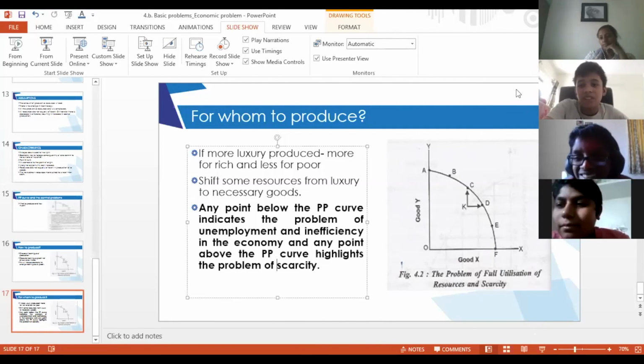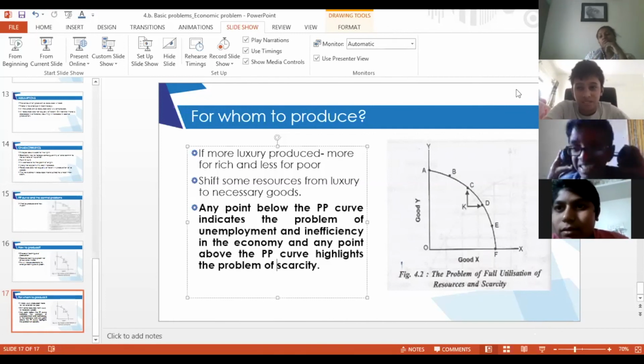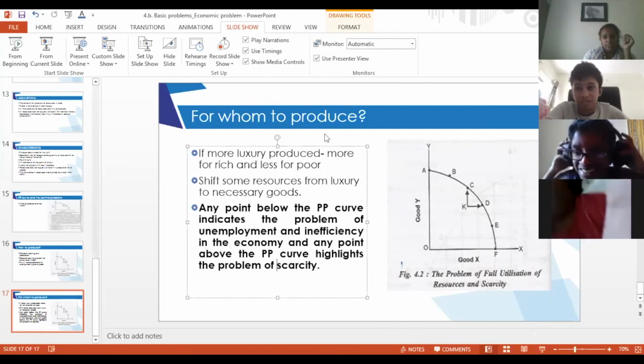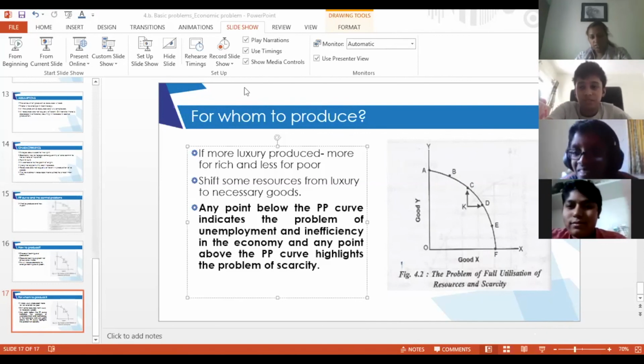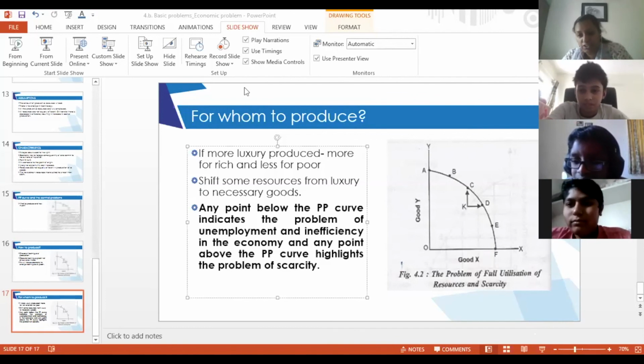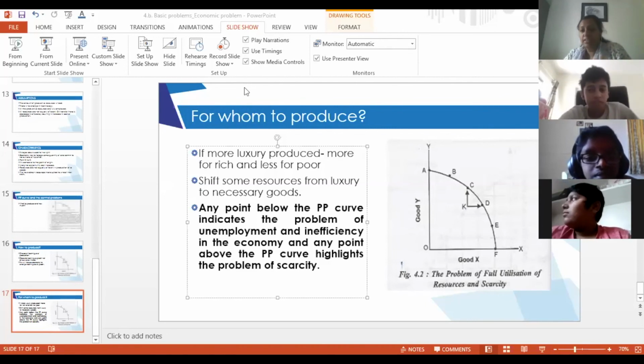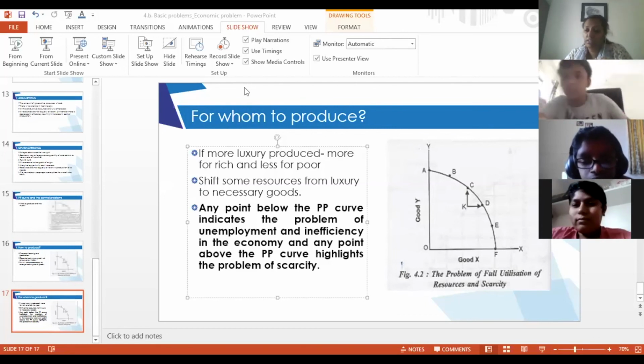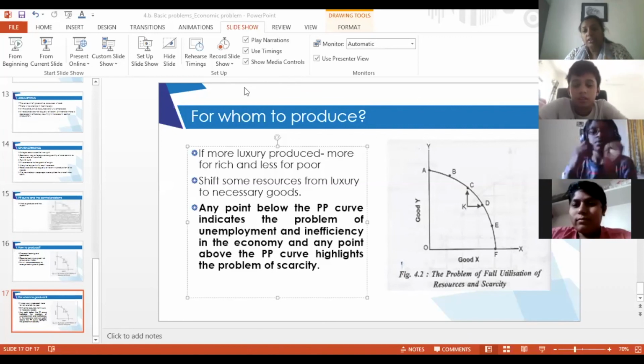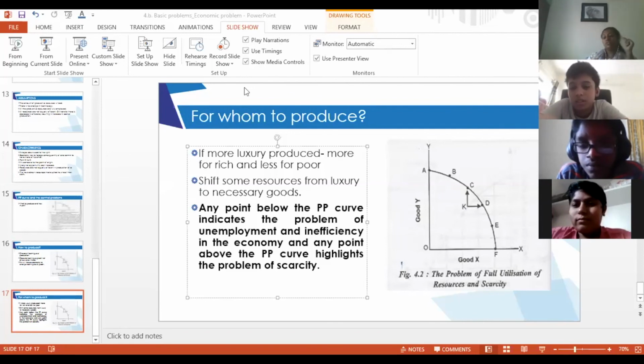Ma'am, unemployment. Yes, it is going to tell you unemployment levels in the economy, and one more thing, I have written it here, inefficiency. If your point is inside the production possibility curve, that means your economy is not at its efficiency. It can increase its production, right? And if the point is outside the production possibility curve, ma'am, it shows scarcity. Right, scarcity of resources. You have utilized all your resources, you cannot go beyond it.